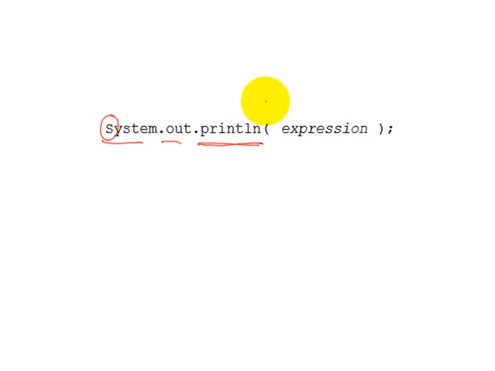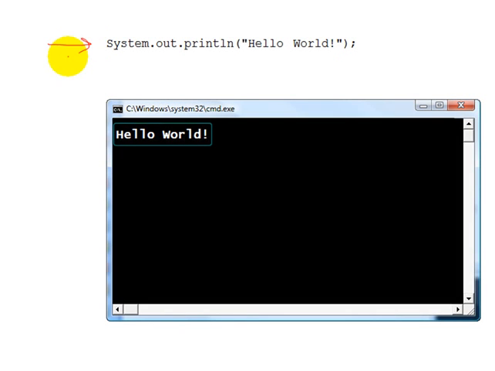Now you'll notice that we have a set of parentheses, and inside the parentheses is an expression. The expression is the text that you want to display in the window. So any text that you want to appear in the console window, you'll write it here inside the parentheses. Okay, let's look at an example. This statement will display the message "Hello World" in the console window.